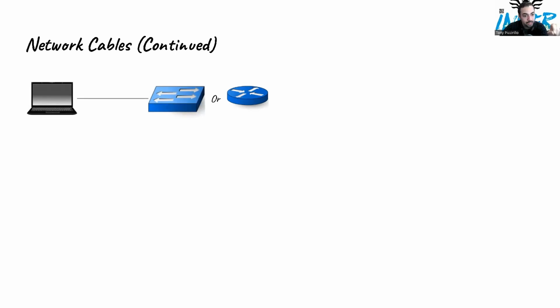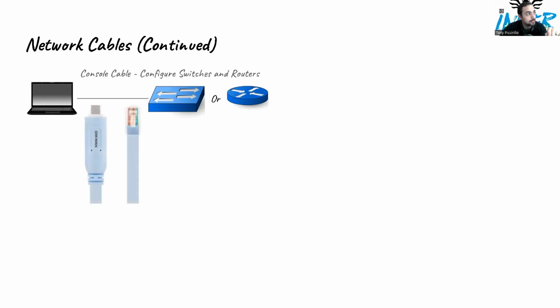The cable used to configure and connect routers and switches from your computer is called a console cable. Console cables have one end that connects to your computer. In this case, the end is a USB. The cable's other end connects to the router or switch. In this case, that connection is an RJ45 Ethernet connector.